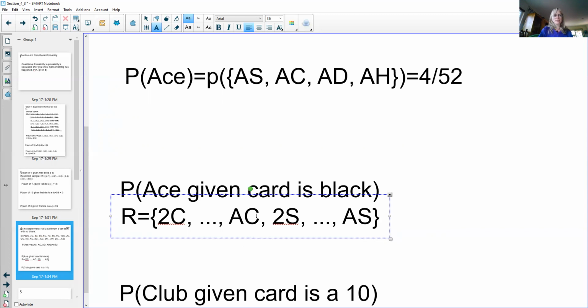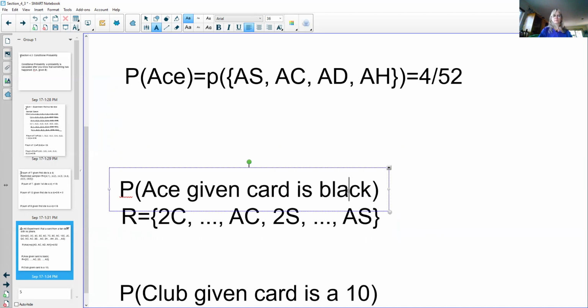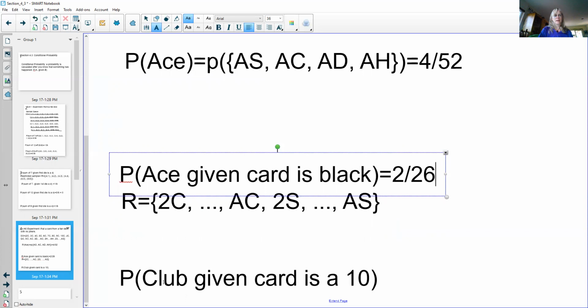And so now, out of this restricted sample space, what are the ways of getting an ace? Well, there's an ace of clubs and an ace of spades. There are only black cards, and there happens to be 26 black cards. So this would equal 2 out of 26. Again, I normally don't reduce this.